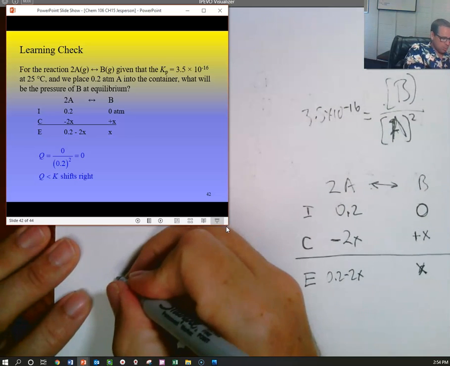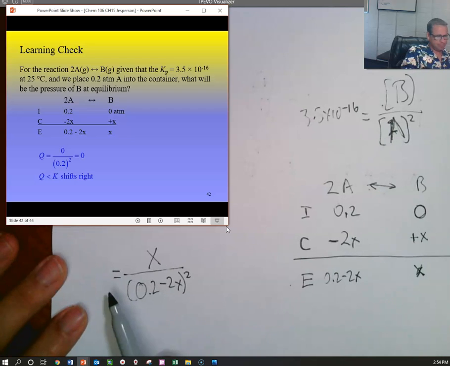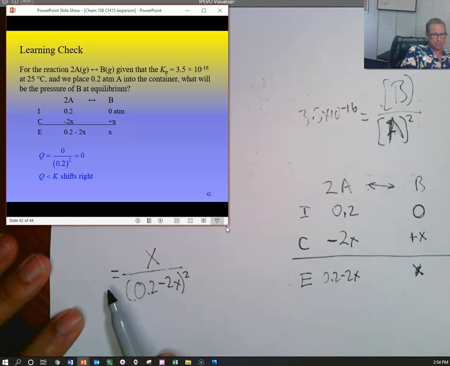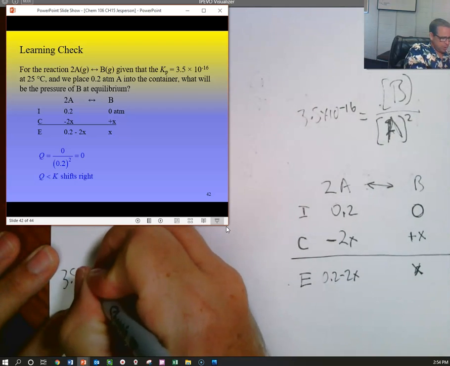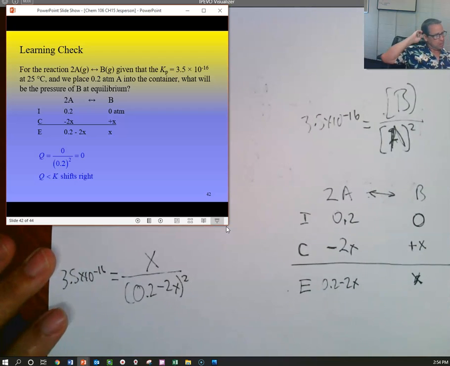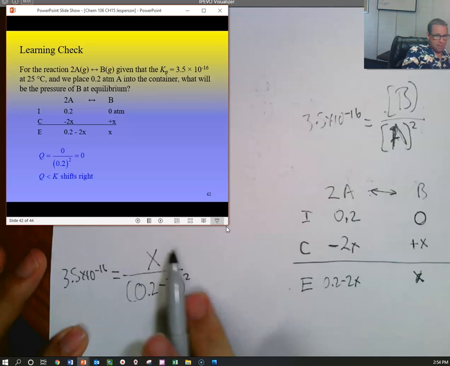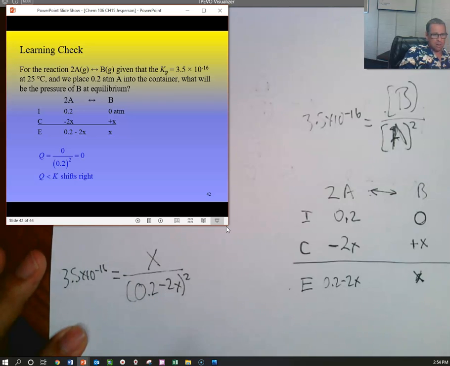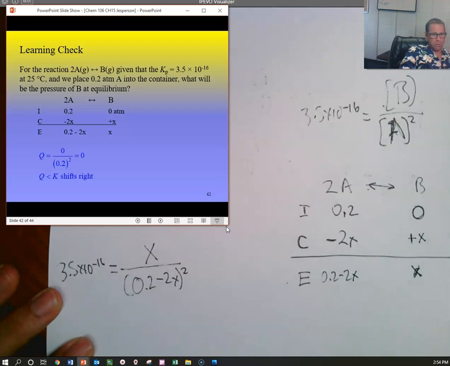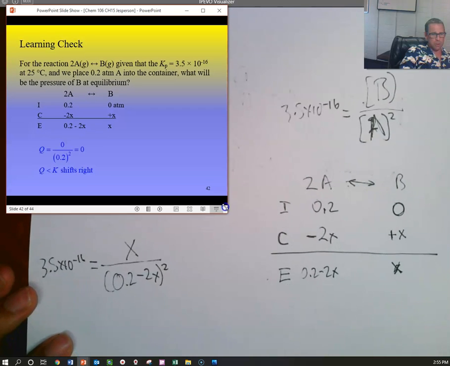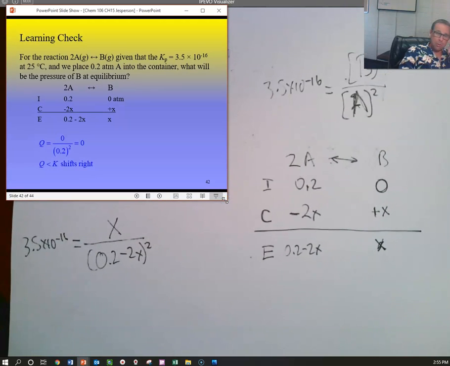All right. And what is this supposed to equal to, Alyssa? 3.5 times 10 to the negative 16. Very good. If you have any questions about how we got this statement here, now's the time to ask. So we're going to solve for x, which is our shift, and because x is going to be equal to the concentration of B at equilibrium, we should be able to find out what the concentration of B is going to be.